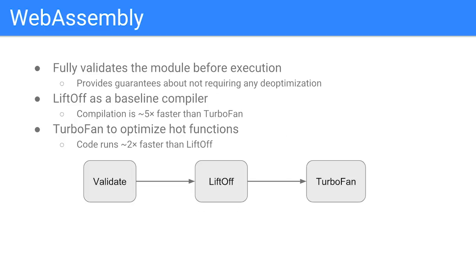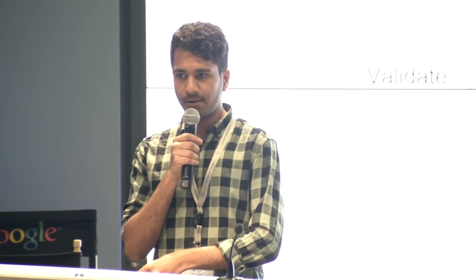The WASM implementation in V8 has 2 tiers for compiling and executing WASM. The first baseline tier is called Liftoff, which compiles code very, very quickly, which helps with startup performance. The second tier is TurboFan, which is incidentally the same backend that we use for optimizing JavaScript. The code generated by TurboFan is twice as fast as the code generated by Liftoff. WASM provides a validation step that guarantees that no de-optimization is required, which is different from JavaScript.